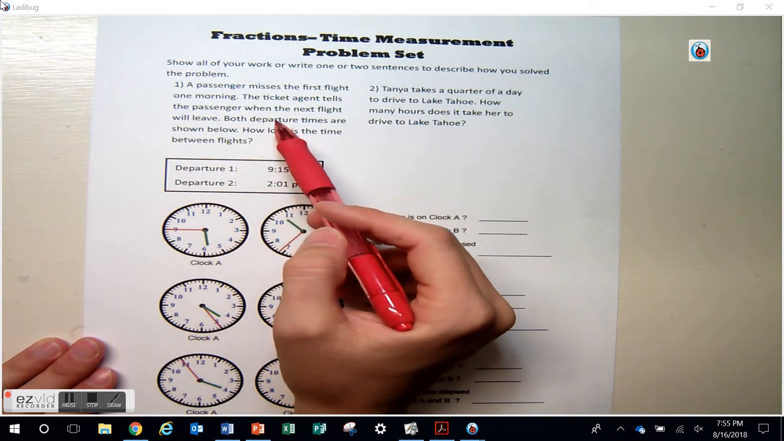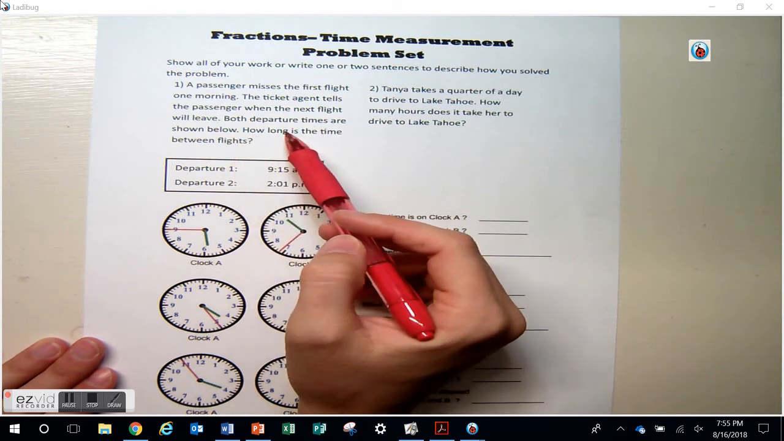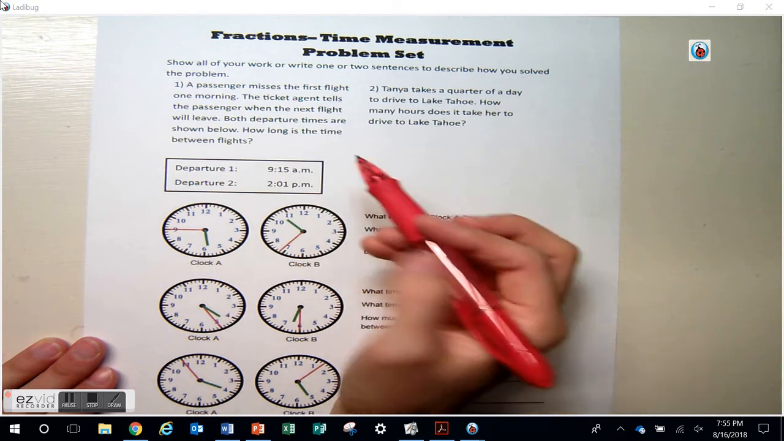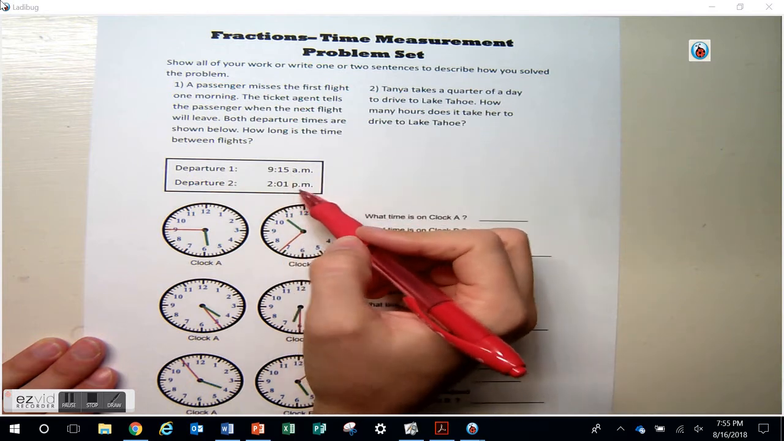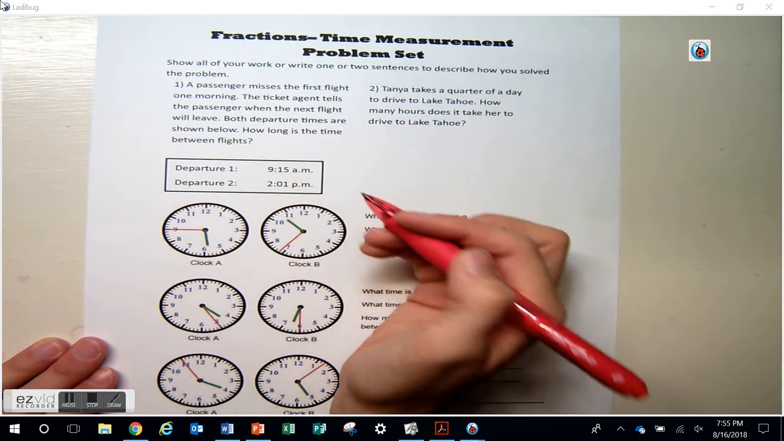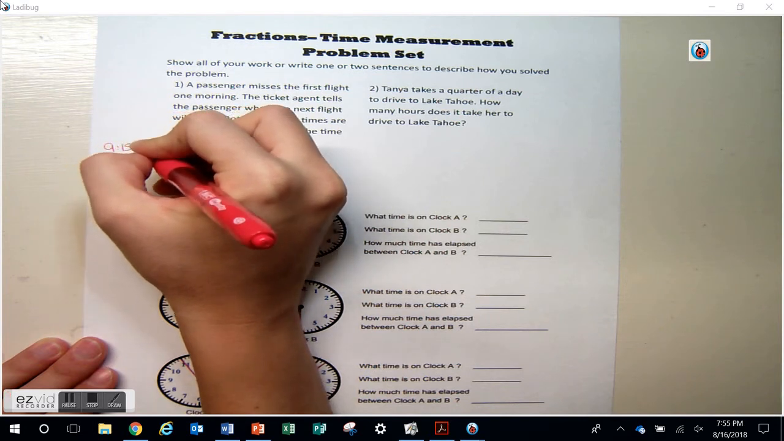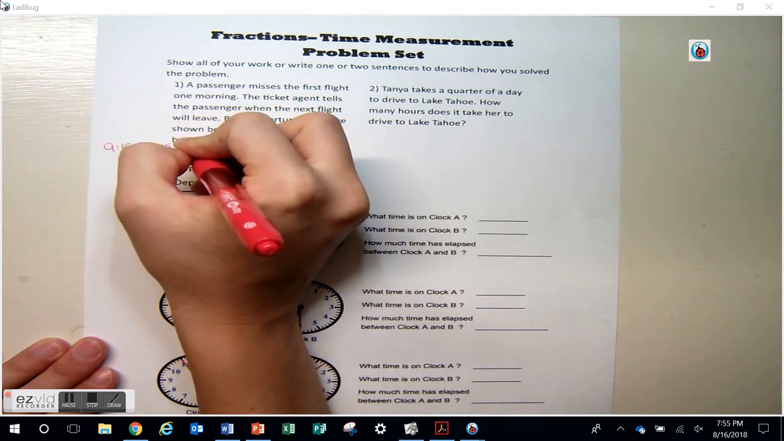A passenger misses the first flight one morning. The ticket agent tells the passenger when the next flight will leave. Both departure times are shown below. How long is the time between flights? 9:15 a.m., 2:01 p.m. Well, I'm going to show my work.